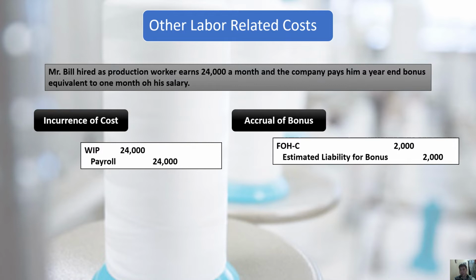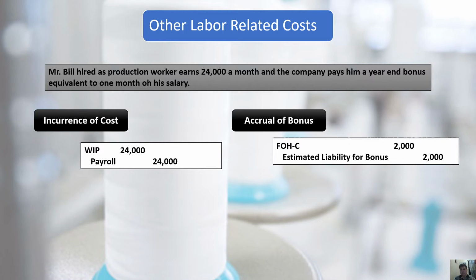Bakit 2,000 pesos ang ating ilalagay? Kasi nga, prorated po ang ating recording. Dahil makaka-receive ng 24,000 si Mr. Bill at the end of the year, every month dapat mag-accrual tayo ng bonus. So 24,000 divided by 12. Every month, aside from the incurrence of cost, which is debit work in process, credit payroll, dapat nag-recognize ka rin ng factory overhead control, then credit estimated liability for bonus amounting to 2,000 pesos. Kapag na-reach na natin yung December, yung 2,000 na yan, magiging 24,000 pesos na yan. So every month, this will be your entry.